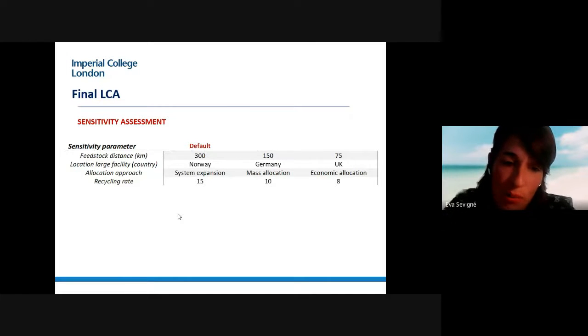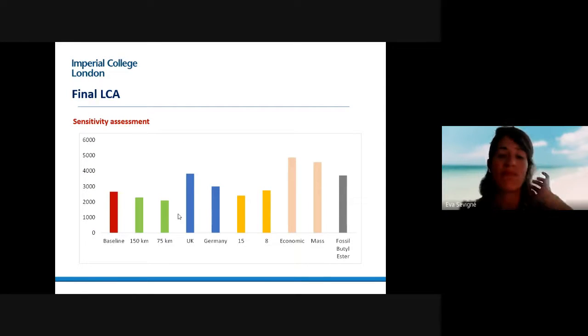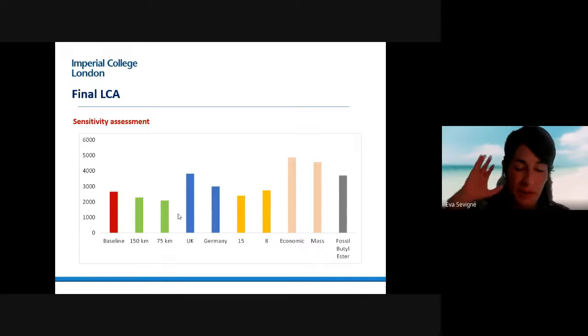As the allocation approach, we use system expansion as default, but we evaluated the possibility of using mass allocation and economic allocation. And finally, we decided to evaluate how an increase or decrease in the recycling rate is going to affect the final results of the production of these butyl esters. And these are the results only for climate change, because we didn't have time today to look into other impact categories. And here in red, we have the baseline scenario. Here in gray, we have the fossil butyl esters.